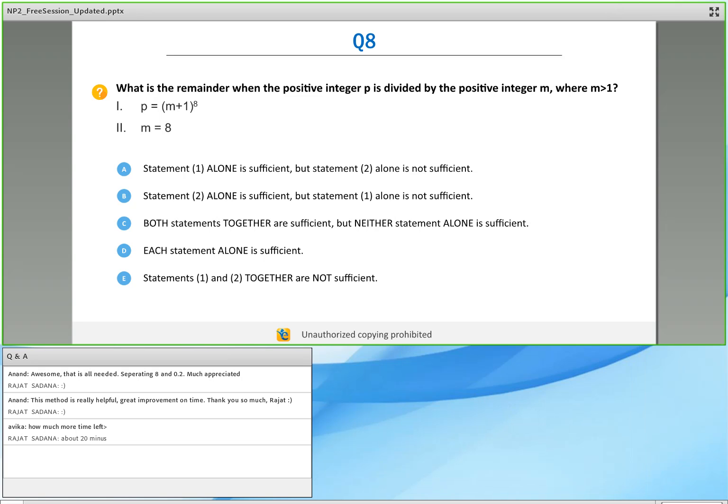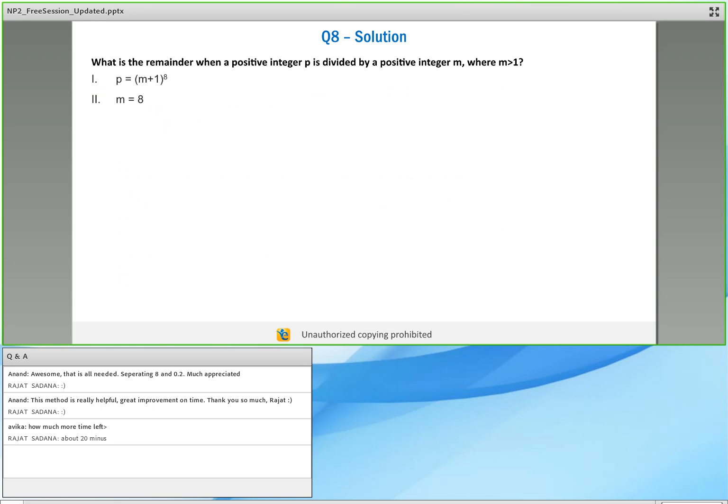And I want you to critically evaluate yourself and tell me where you made a mistake, those of you, the half of you who made a mistake. So let's see what's given to us. What the question is asking is, what is the remainder? We need to figure out the exact value of the remainder when a positive integer p is divided by a positive integer m, where m is greater than 1. So m can be 2, m can be 3, m can be 4.